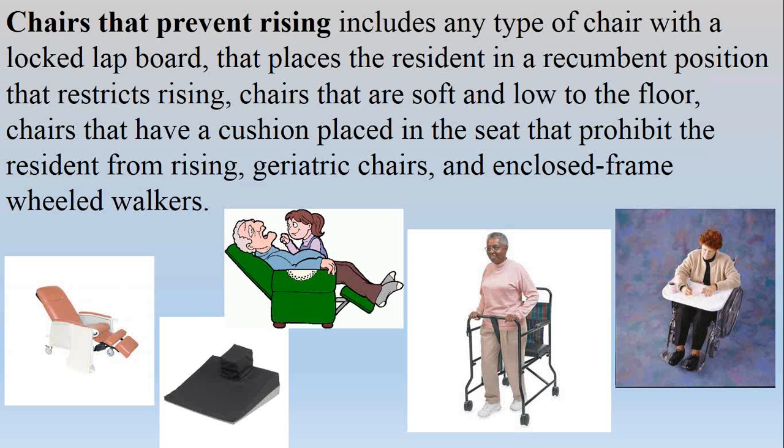Chairs that prevent rising. So those are the ones that have locked lap boards that place the resident in a recumbent position. So a jerry chair restricts rising, those pitched Adirondack chairs, chairs that are soft and low to the floor. If they have a cushion, a wedge cushion in them that prohibits the resident from rising, geriatric chairs, the Mary walkers or enclosed frame wheeled walkers, any one of those has the ability to both be something that is beneficial for the resident, but can also have an impact of being a restraint. So it can be both. Just because you call something an enabler doesn't mean that it's not a restraint. It can be both.